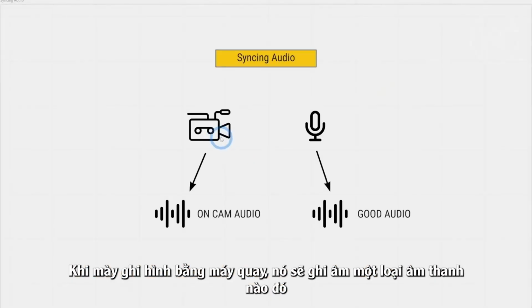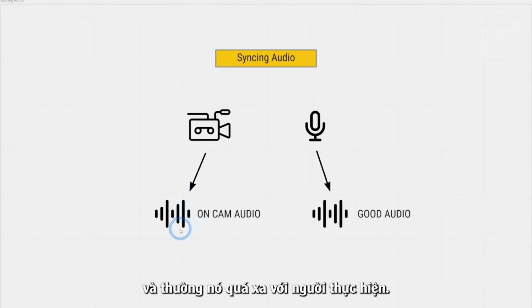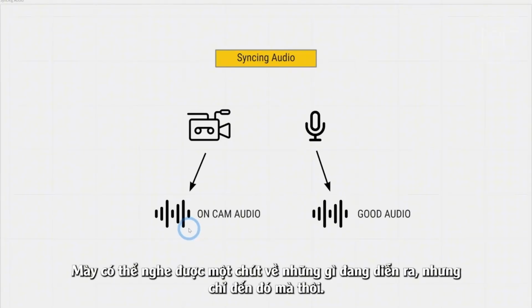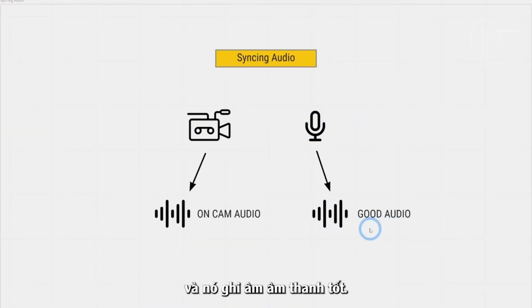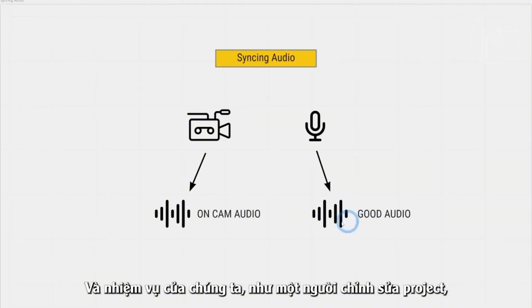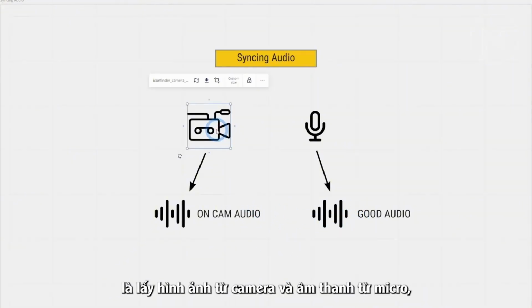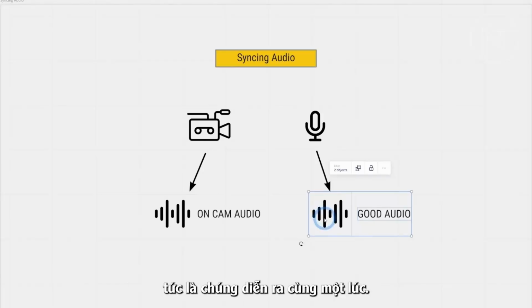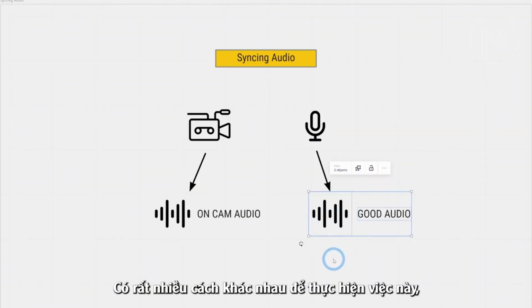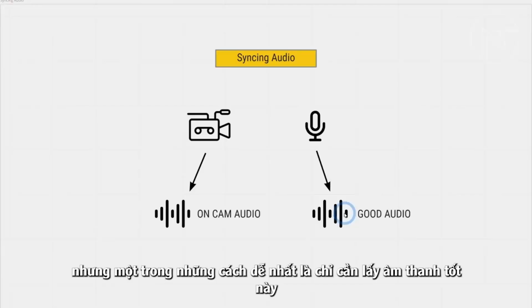So when you record with a camera, it records some kind of audio, and it's usually too far away from the talent. It's usually a bad quality mic. You can sort of hear what's going on, but that's about it. Then you have your microphone, which is usually closer to your talent, and that records some good audio. And our job as somebody who is editing the project is to take the video from the camera and the audio from the microphone and mix them together so that they are in sync, which means they happen at the same time.